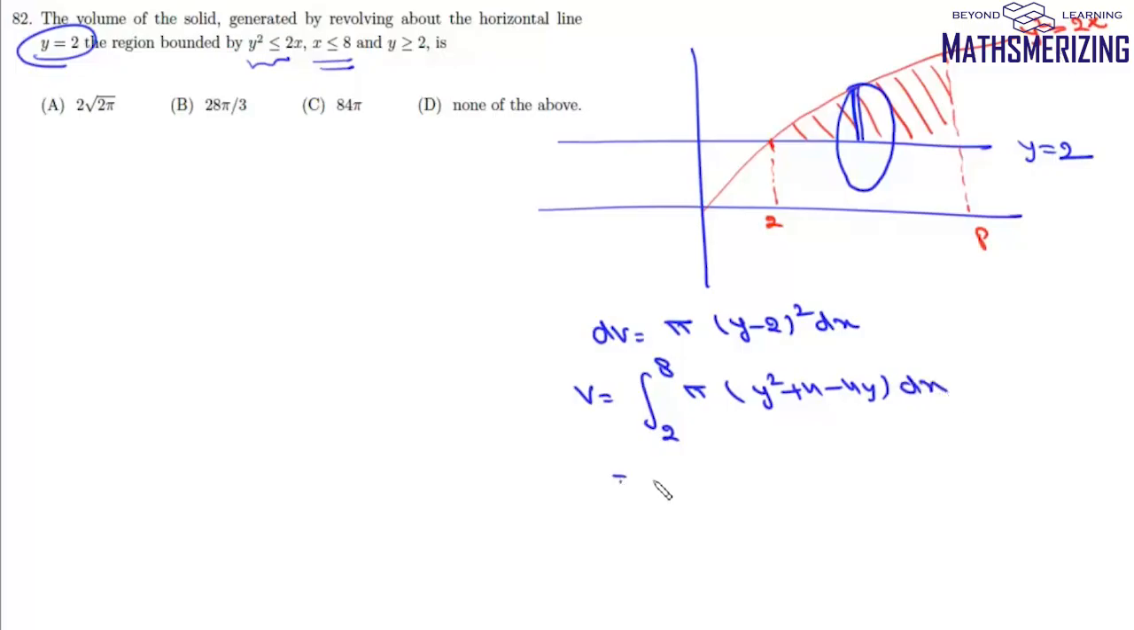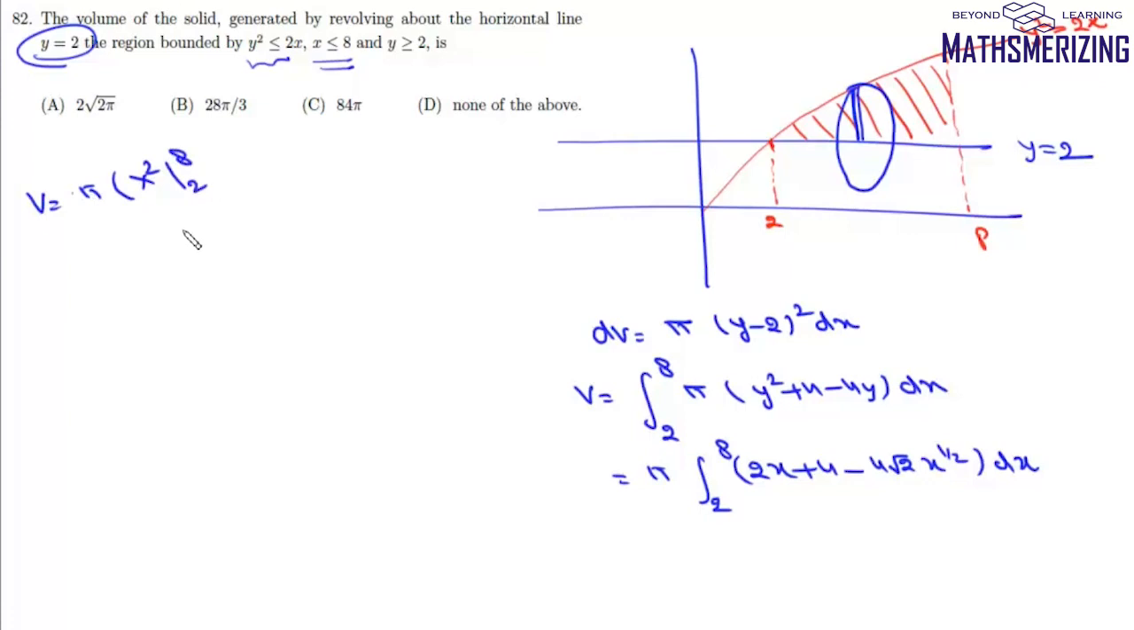Now y square is 2x. So we can write this as pi, and then from 2 to 8 it will be 2x plus 4 minus 4, and then the value of y is root 2 x to the power 1 by 2 into dx. Now we'll integrate this function. We can write this volume as pi into, and here will be x square from 2 to 8 and then plus 4x from 2 to 8 and then minus 4 root 2, and it will be x to the power 3 by 2 upon 3 by 2 from 2 to 8.